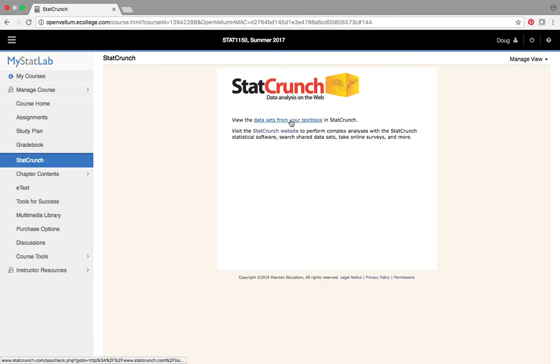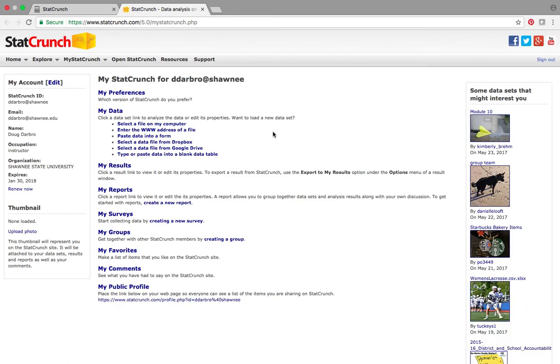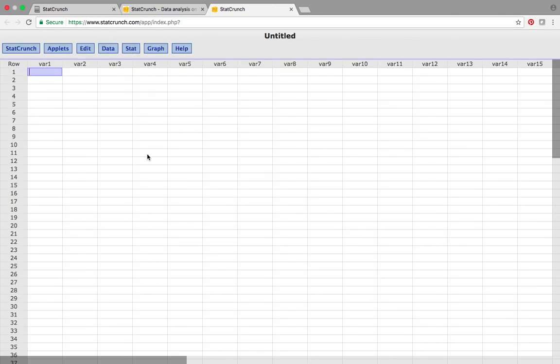What I want to do now, you can use data sets from your textbook, or you can just go to the website. So I want to go to the website. Lots of options here. What I want to do is type or paste data into a blank table. So it takes me to StatCrunch. First thing I want to do is go up and give my numbers, my variable, a name. So I'm going to call this scores. And then I'm going to type in my data.